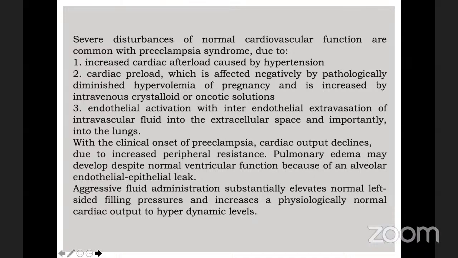Endothelial activation leads to extravasation of intravascular fluid into the extracellular space and, importantly, into the lungs. With the clinical onset of preeclampsia, cardiac output declines due to increased peripheral resistance. Pulmonary edema may develop despite normal ventricular function because of an alveolar endothelial epithelial leak. Aggressive fluid administration substantially elevates normal left-sided filling pressures and increases physiologically normal cardiac output to hyperdynamic levels.